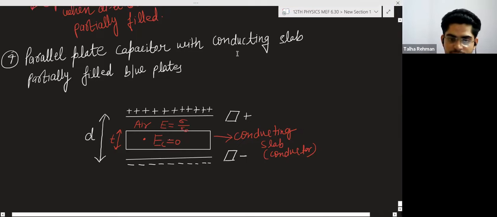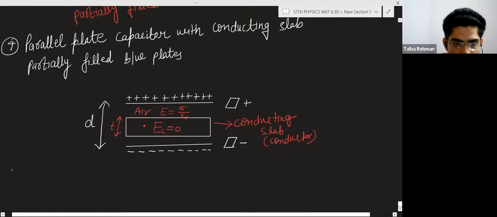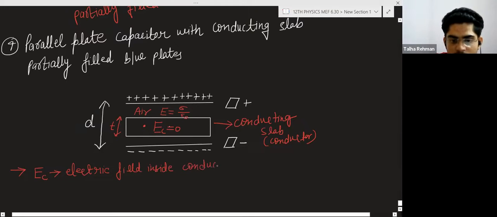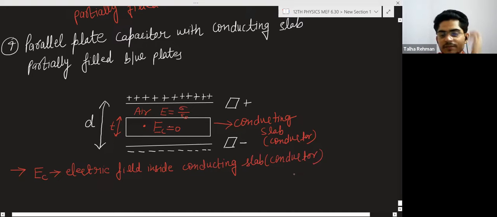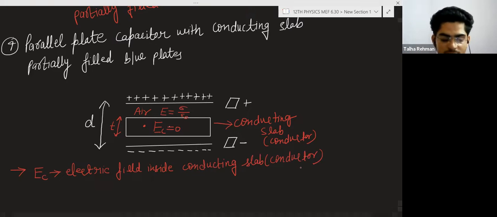So I am writing it. E_C is electric field inside conducting slab. You can say conductor also. We have discussed this many times. In case of conductor, the electric field is zero inside the conductor.